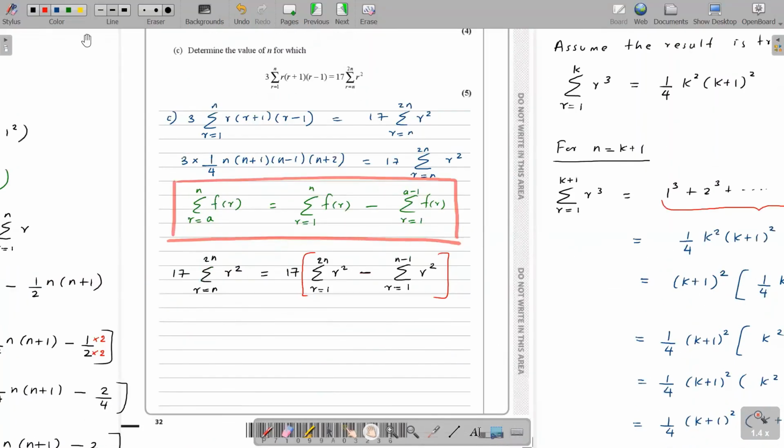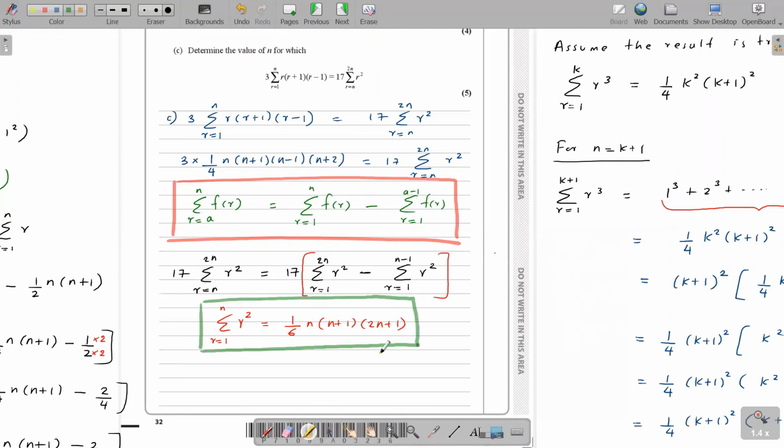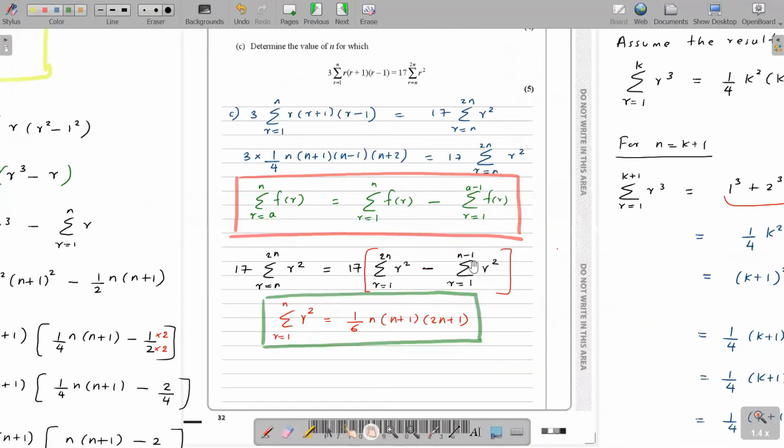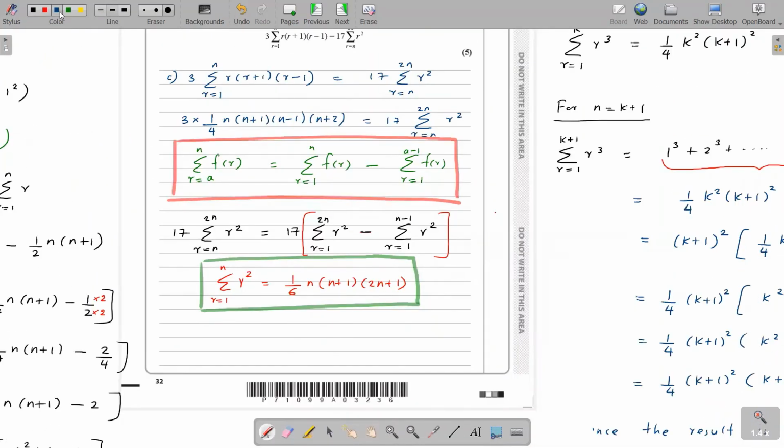Okay, so then let's simplify. The summation r square equation from 1 to n was 1 over 6, n times n plus 1 times 2n plus 1. Am I correct? These are the rules that I'm going to use here. Summation of r square from 1 to n is 1 over 6, n, n plus 1, 2n plus 1. Okay, so let's use this and get our answer.